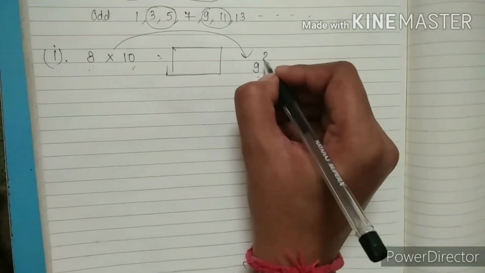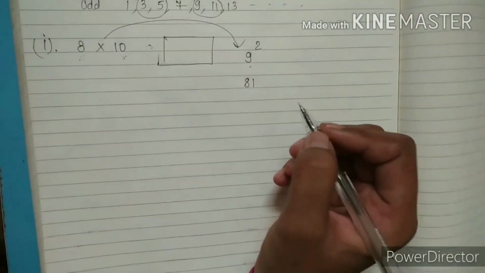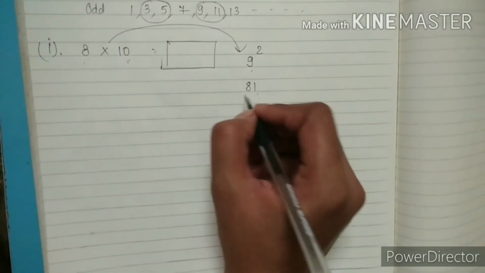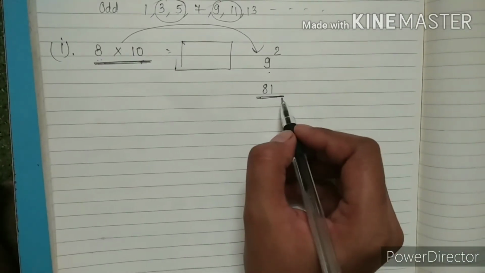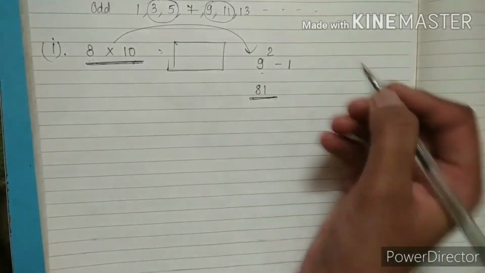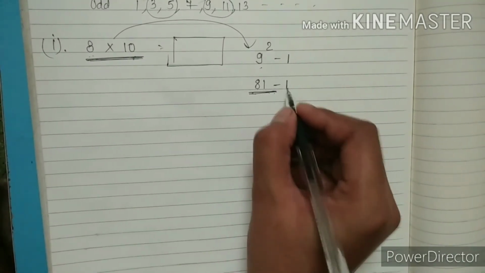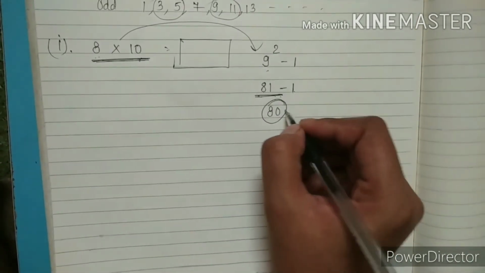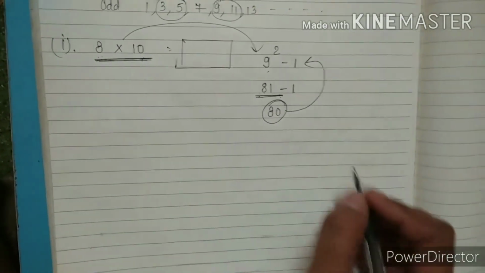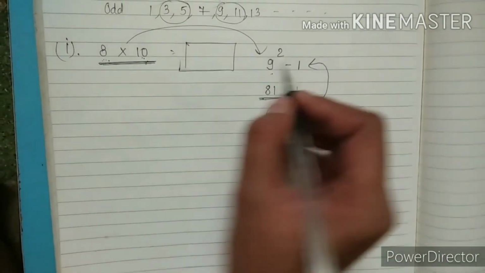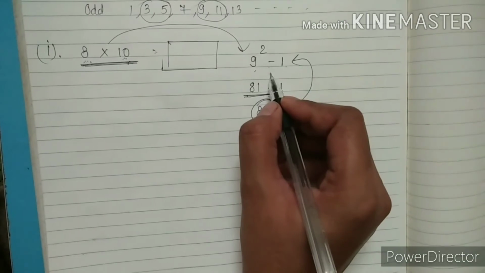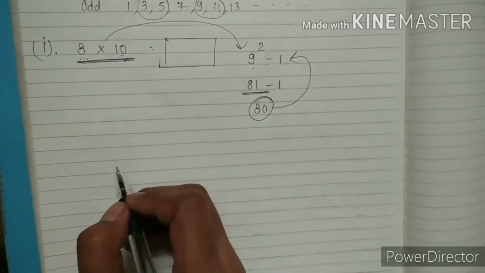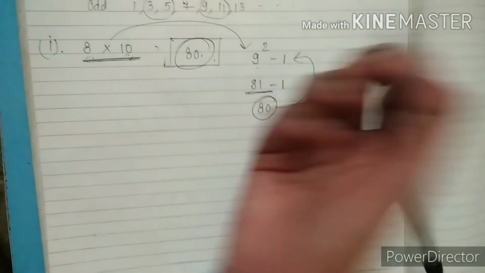So 9 square is 81. 81 is how much more than the answer we have in mind? 81 is only 1 greater. So that's why we are subtracting only 1 here. So our answer will also come from the square method. We take the in-between number's square and subtract 1, and that will give us the answer. Here the answer is 80, which we already had in mind.